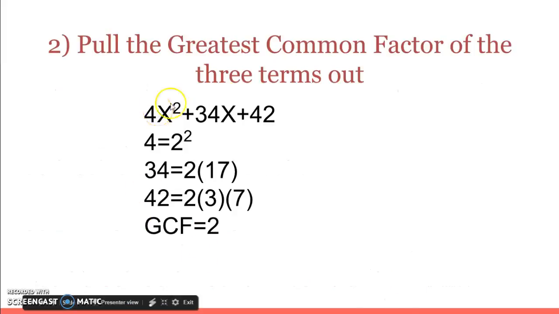Our next step is to pull out the greatest common factor of the three terms. So what we want to do is take our numbers and find their prime factorization. So for 4, its prime factorization is 2 squared, 34 is going to be 2 times 17, and 42 is 2 times 3 times 7. As we can see, the only thing that they actually share in common is going to be this 2. So that makes that our greatest common factor. And so we can go ahead and pull that out, and we're going to start a set of parentheses and write down everything that's left for each term. So in the first term, we had a 2x squared left. In the second term, we had 17x, and in that last one, we had 21.